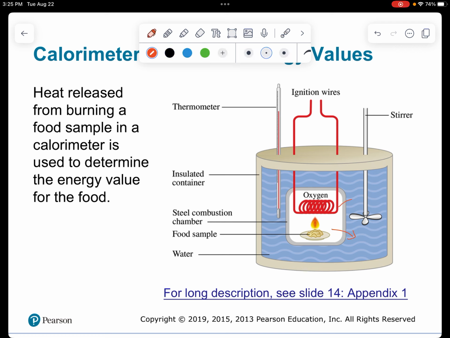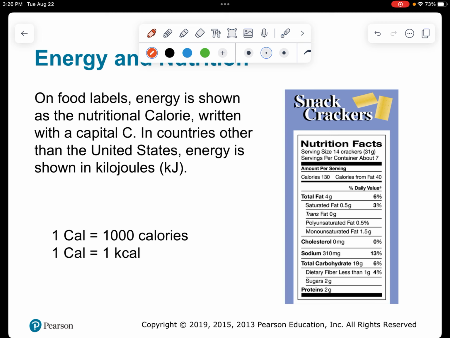On food labels, energy is shown in nutritional calories, also written with a capital C. In other countries, you can actually see kilojoules too. I think I've seen kilojoules in Mexico.